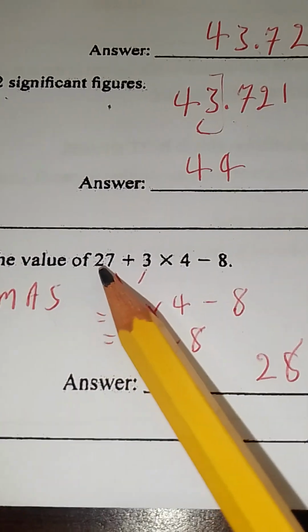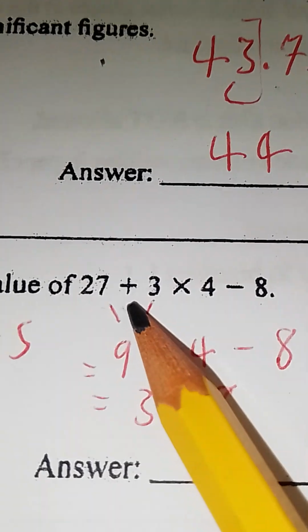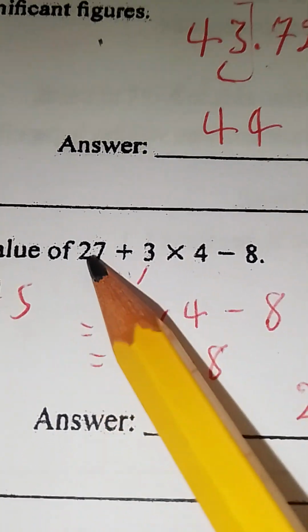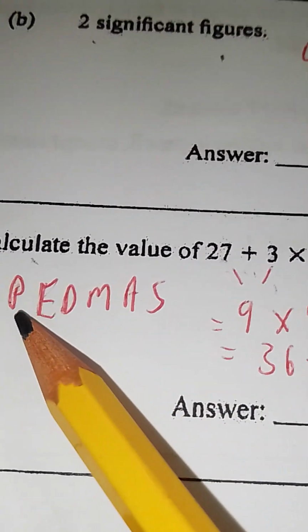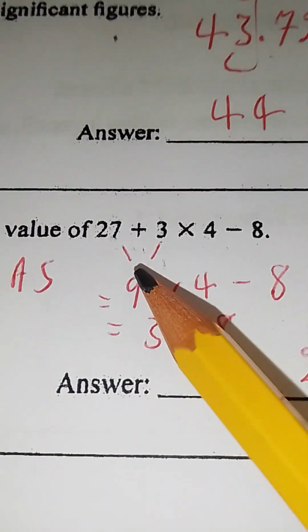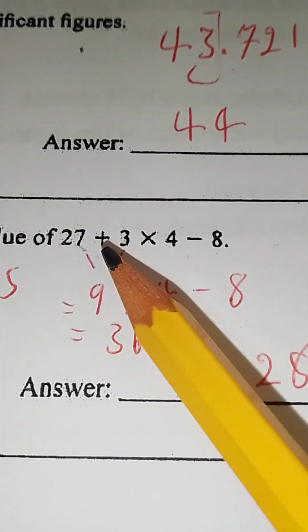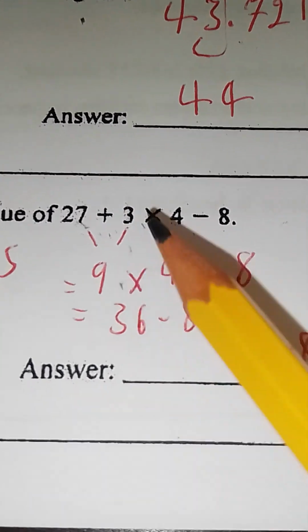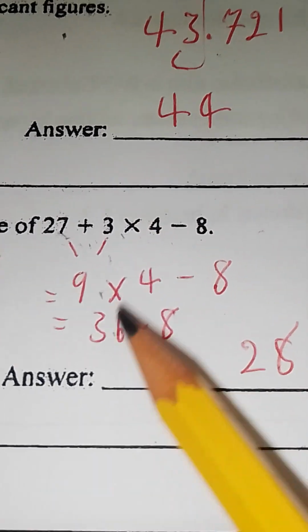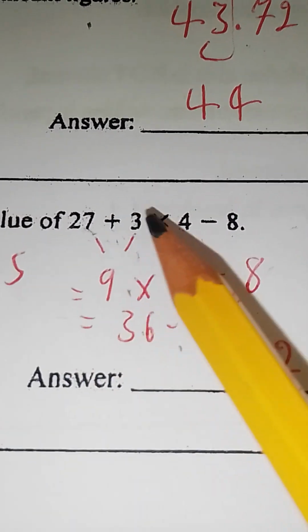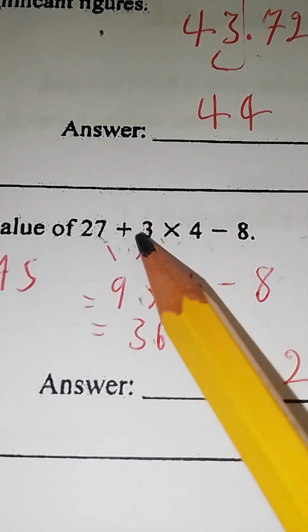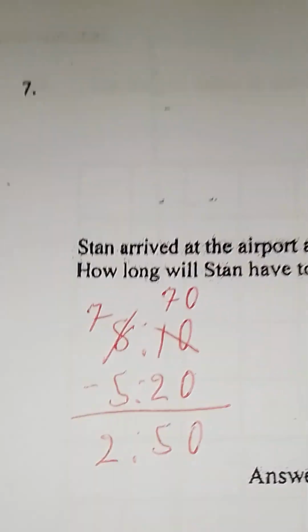Calculate the value of 27 divided by 3 times 4 minus 8. So now, order of operations, PEDMAS, P-E-D-M-A-S, right? 27 divided by 3 is 9. 9 times 4 is 36, minus 8. See, these two are on the same floor, but whichever one you reach first, that is the one that you do first.